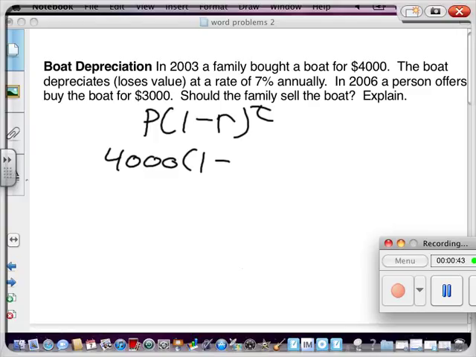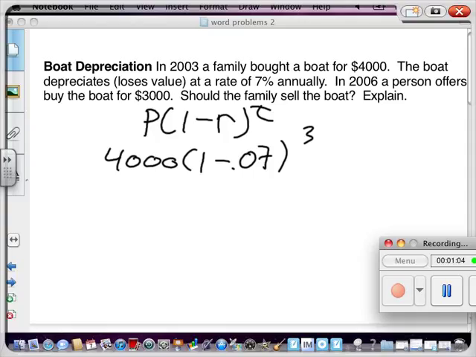7%. How do we change that into a decimal? Yes, ma'am. 0.07. I saw a lot of people's papers said 0.7. Be careful of that. And we want to know after how many years? 3, because between 2003 and 2006 is 3 years. Simply put it in your calculator.